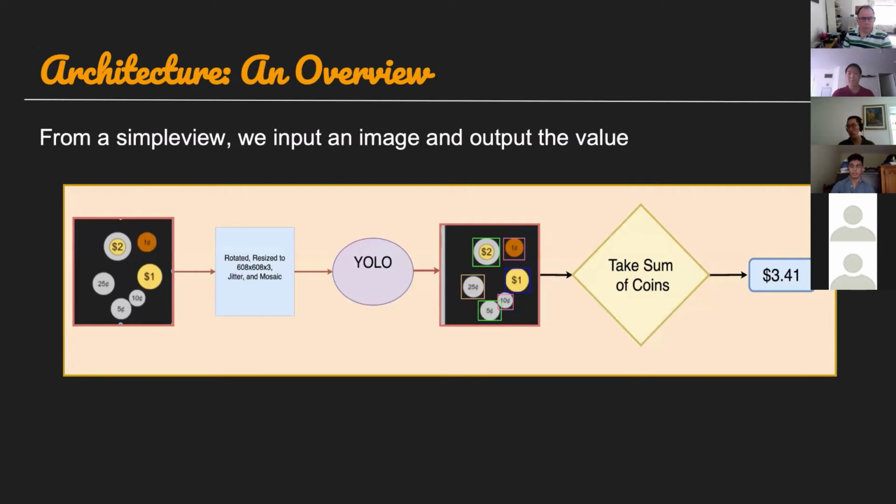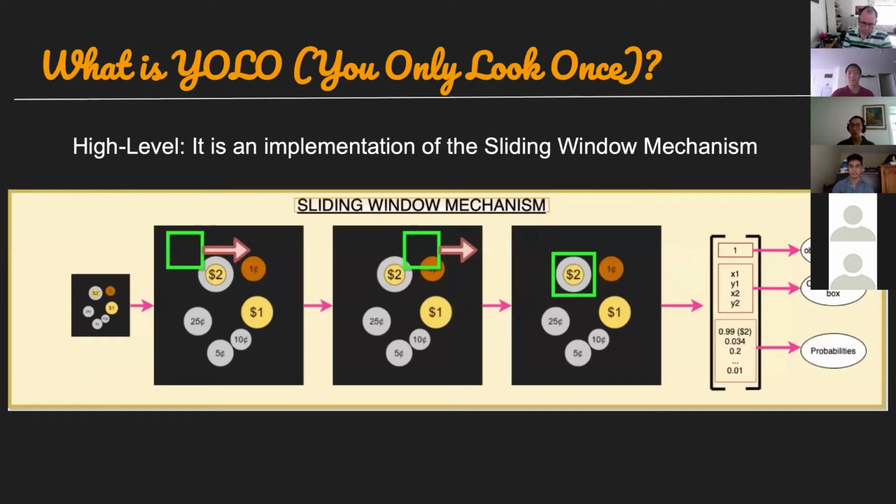To improve upon our baseline, we implemented a state-of-the-art architecture called YOLO. As a whole, YOLO simply takes our image as an input and outputs an array consisting of the bounding box locations and the coin type. Finally, from the array, we can get the final value of the coins.